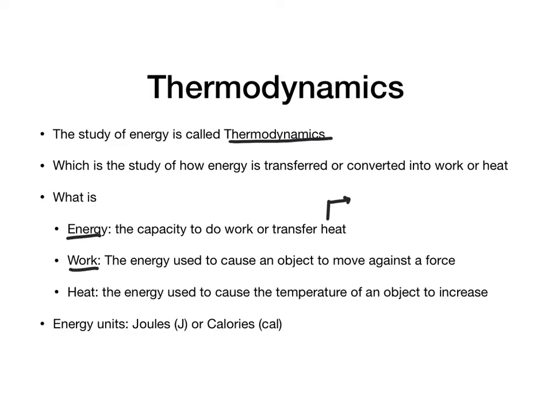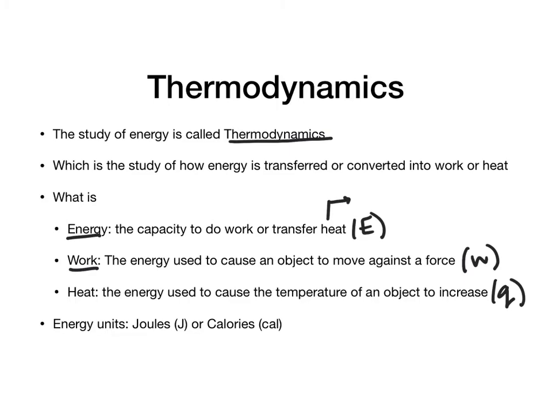So work here is going to be lowercase w, and energy, by the way, is capital E. Work is the energy used to cause an object to move against a force. So we can move something, you could pick it up, that is against gravity. And heat is the energy, which is a lowercase q, and it's the energy used to cause the temperature of an object to increase. So if we add heat, it will get hotter.